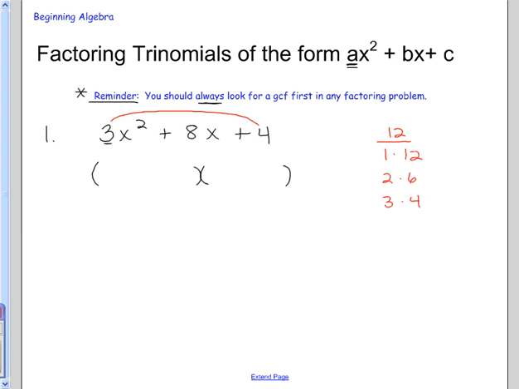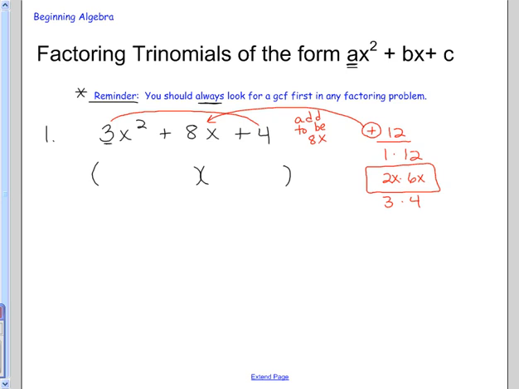From this list, I'm looking for the two numbers, because this is a positive 12, that will add to be 8x. Which two numbers from my list would add to be 8x? Well, we know that 2 plus 6 would be 8. So what we have to do now is attach the x to both numbers. So I know if I added 2x plus 6x, it would be 8x.